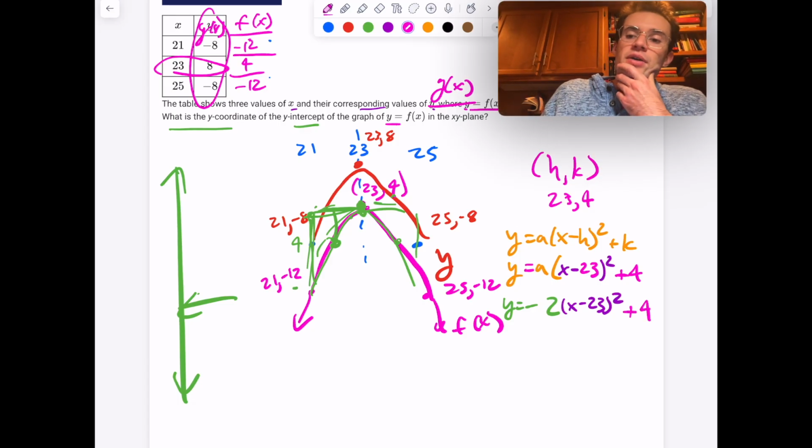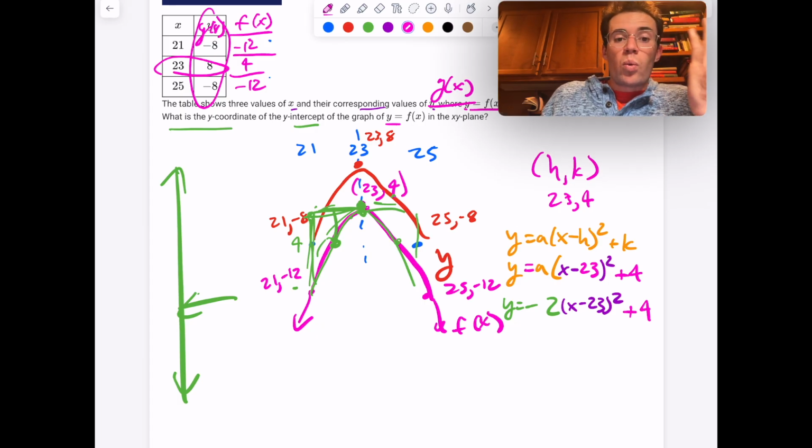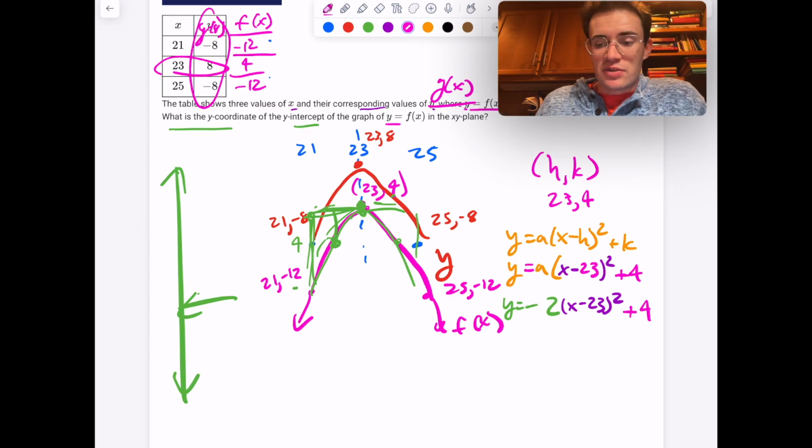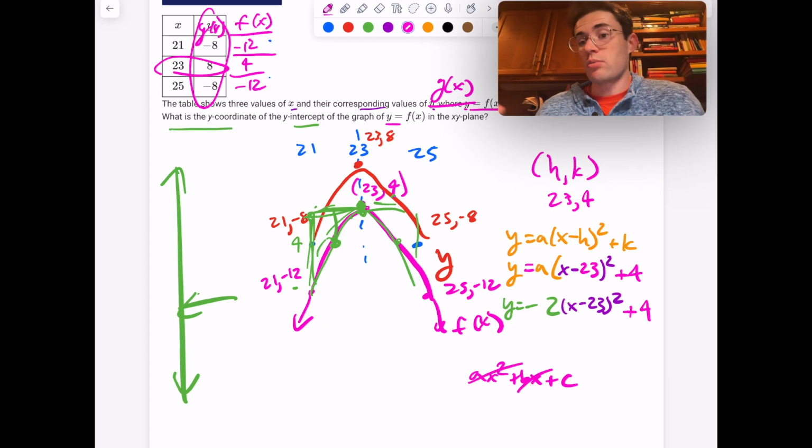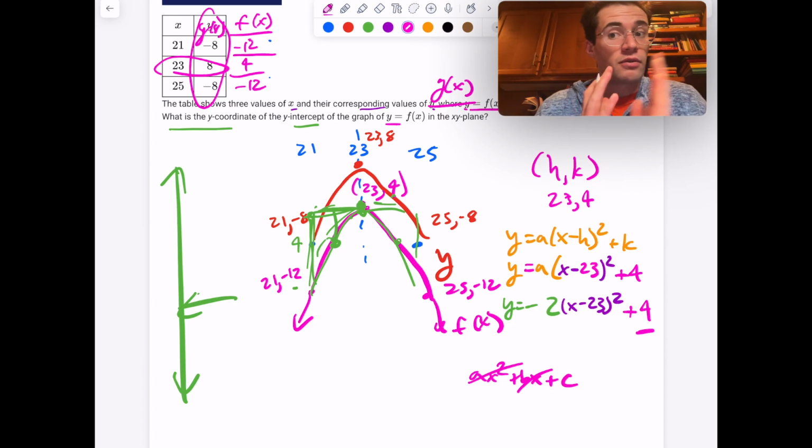All right, so now if you want to find your y-intercept, you could multiply this out and then just figure out what your c value is when you write it in standard form. So ax squared plus bx plus c, because the y-intercept is when x equals 0, so the x squared term, the bx term don't matter. You're multiplying by 0. All you have left is the c term. The c is not this plus 4. The plus 4 has to do with the vertex.